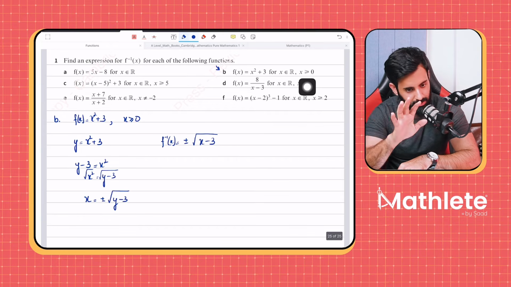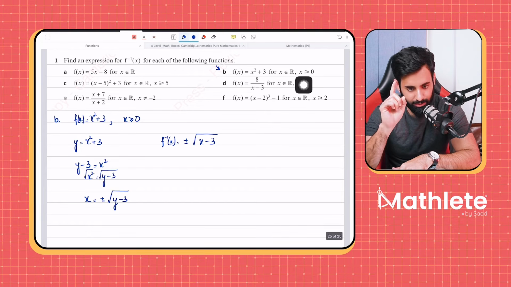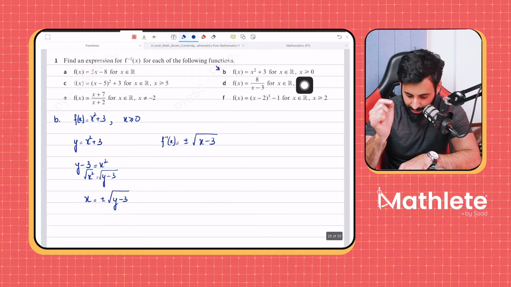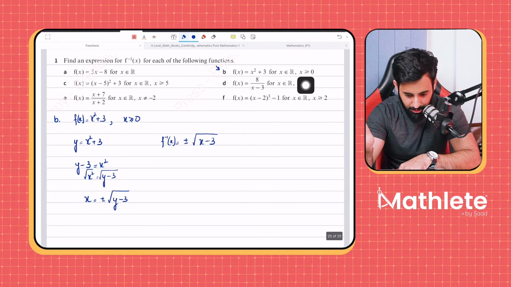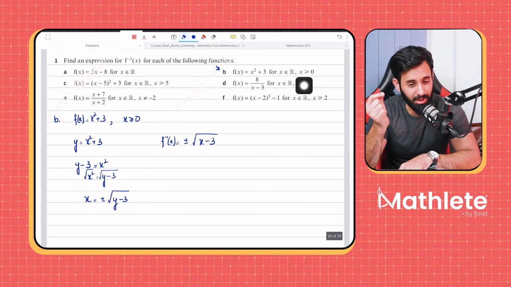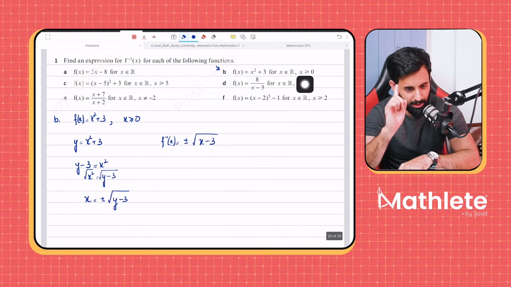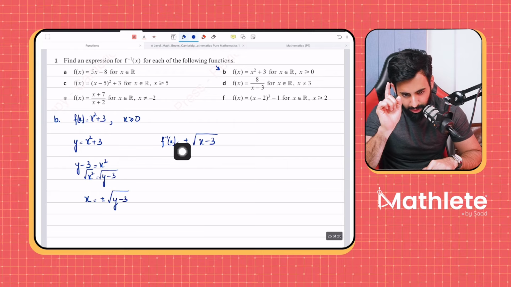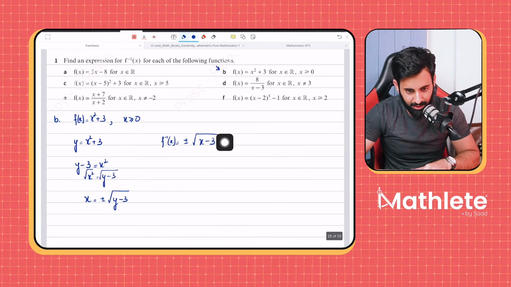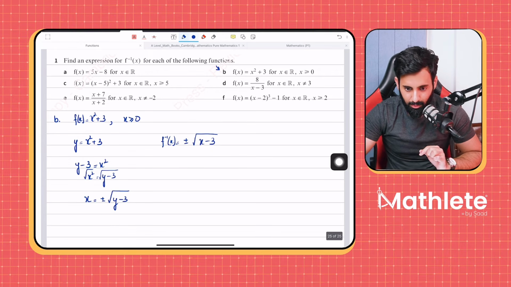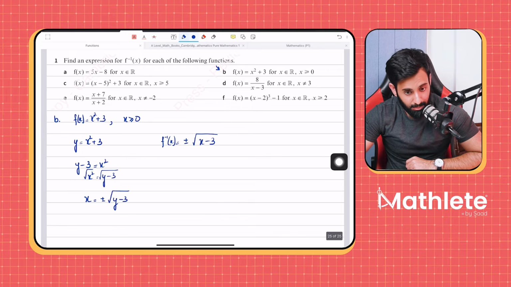I hope everyone's getting my point here. If the domain of the regular function is greater than or equal to 0, that means that should be the range of the inverse function as well. Now think about it. Should you have a plus sign or a minus sign here so that this end result remains greater than or equal to 0? We should have a plus sign.